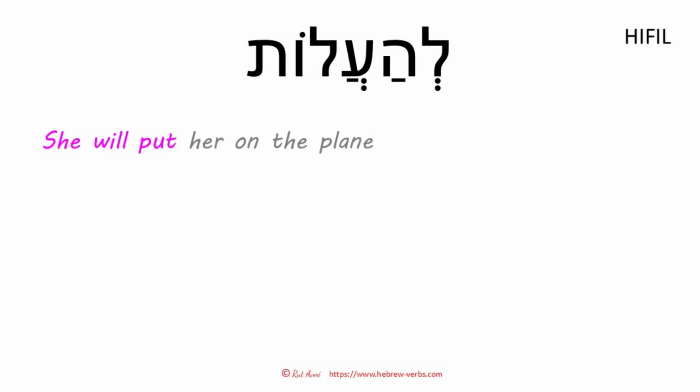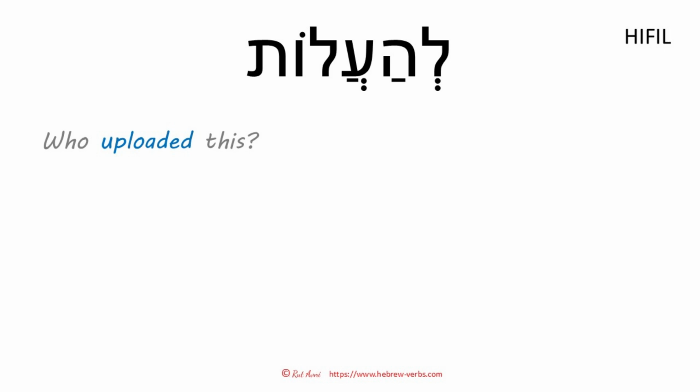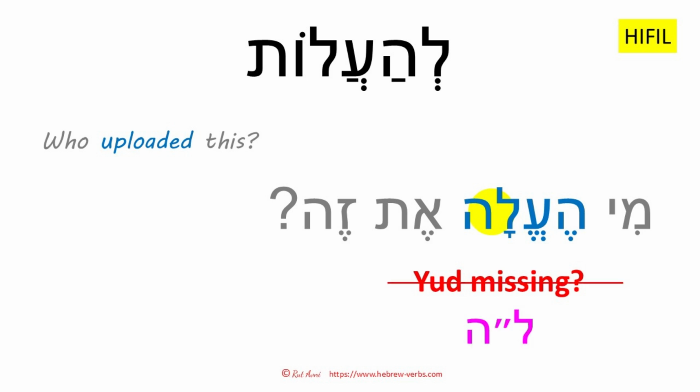Okay, sample sentences. She will put her on the plane. היא תעלה אותה על המטוס. Okay? She will put her on the plane, so that girl gets on the plane. Who uploaded this? מי העלה את זה? You might be wondering, oh, isn't a yud missing here? I mean, we're in hif'il. That should be a yud. Well, lamet hey. I only say lamet hey. You see again? It affects conjugation. So it would be good if you knew these rules.